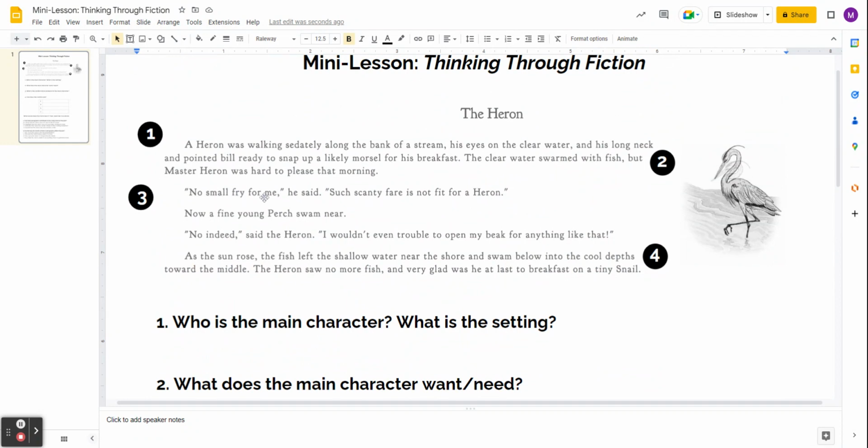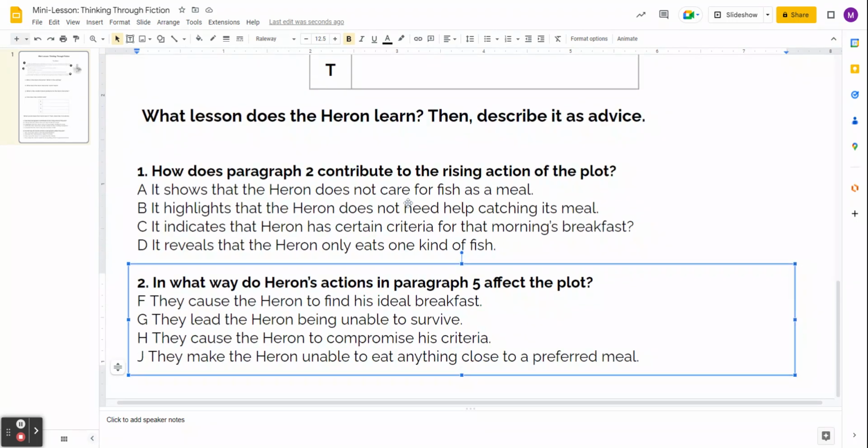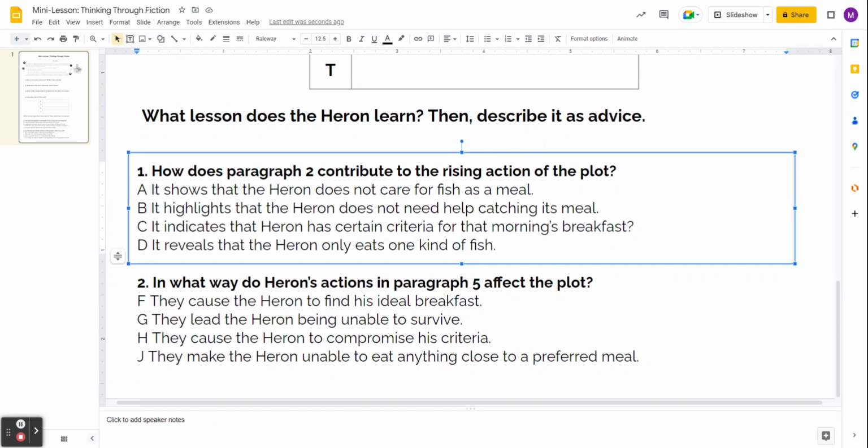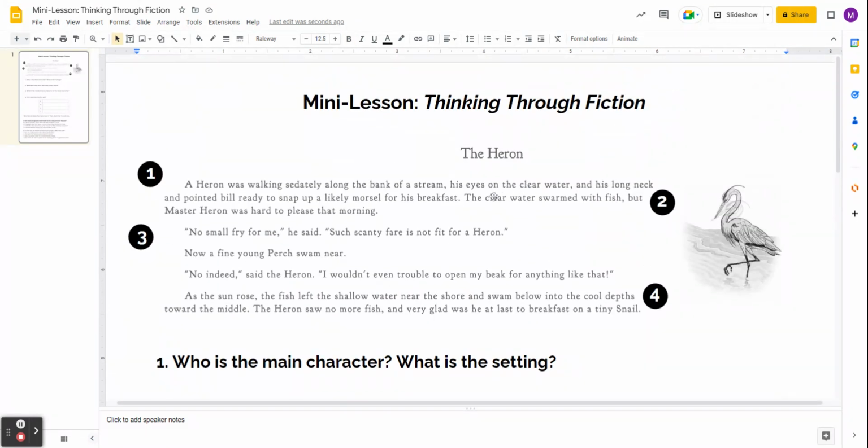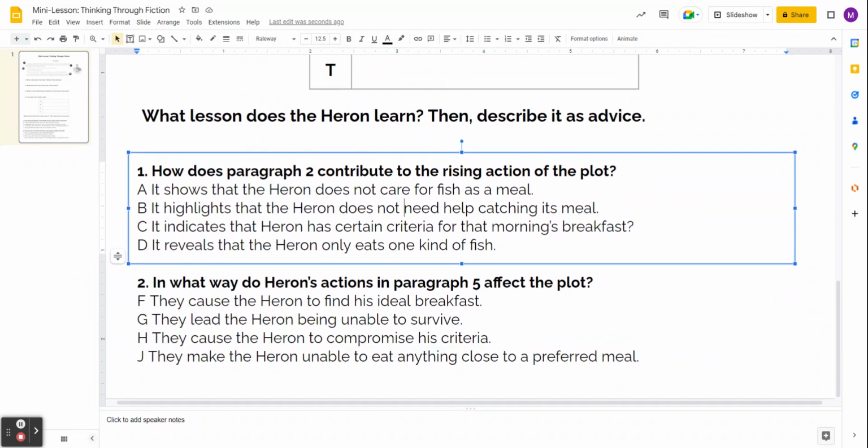Paragraph 2: "No small fry for me," he said, "just a scanty fare is not fit for a heron." So, this is after we learned that he was hard to please that morning. So that's our conflict, that he was hard to please. So what we're looking for is evidence of the rising action. So how does paragraph 2 contribute to the rising action, making the plot move forward after the conflict?